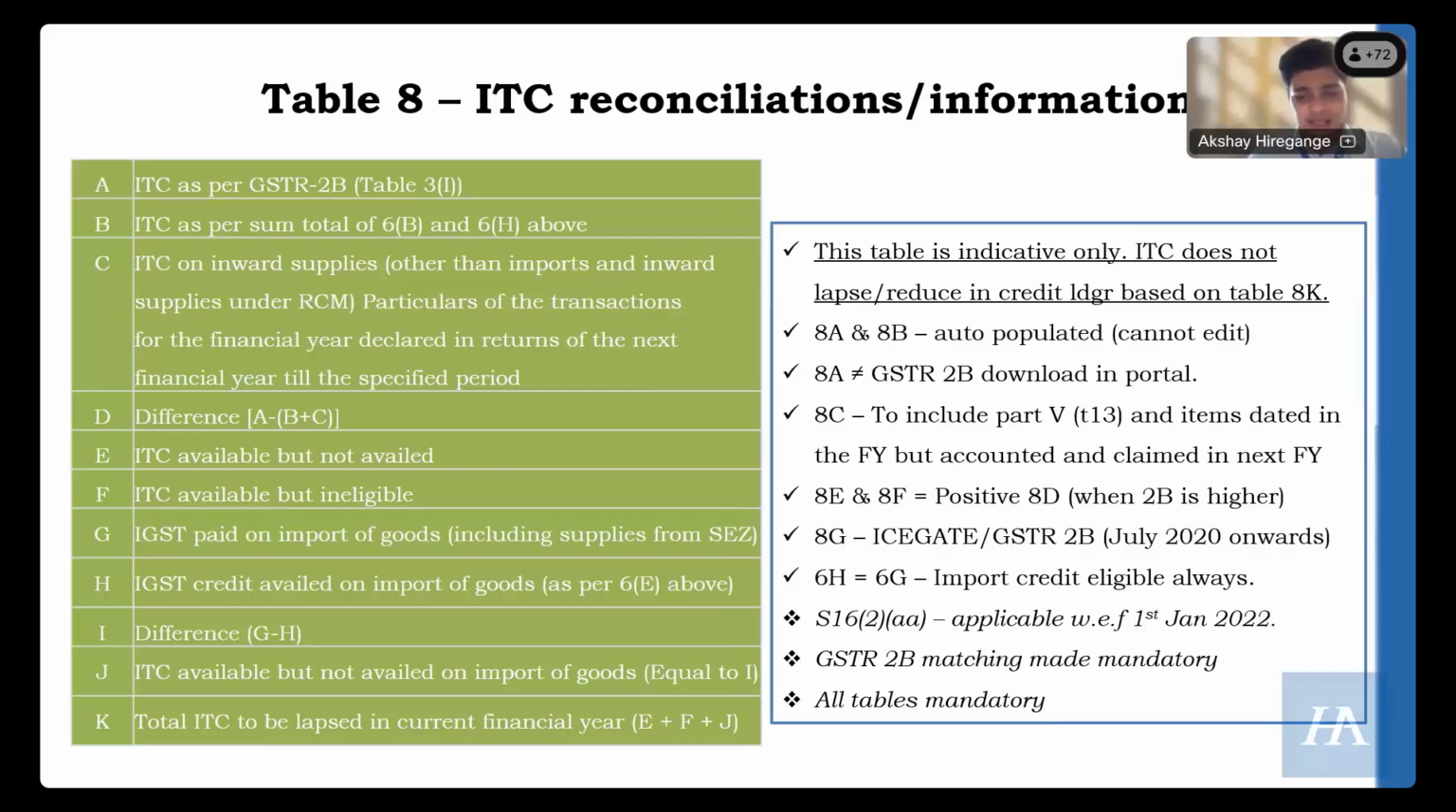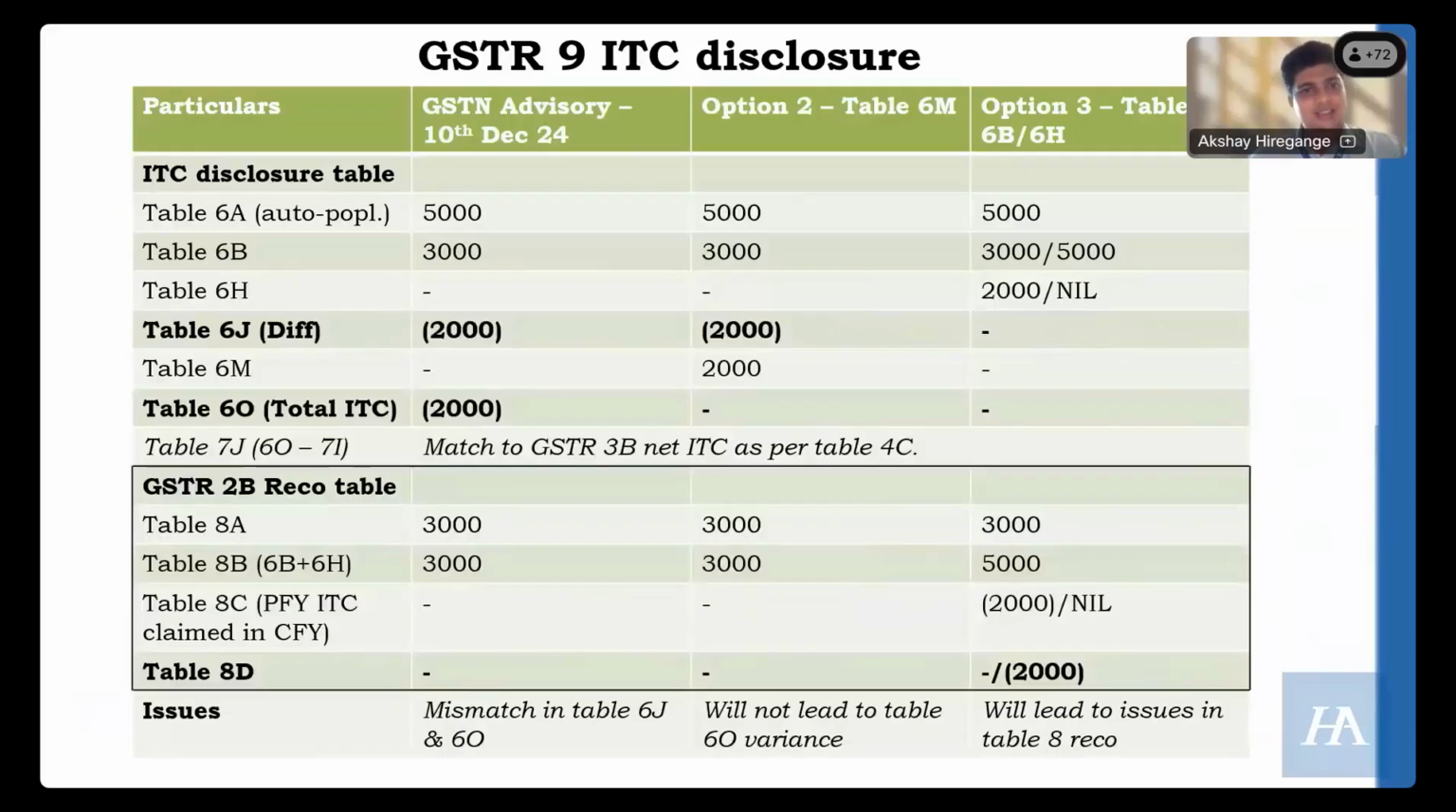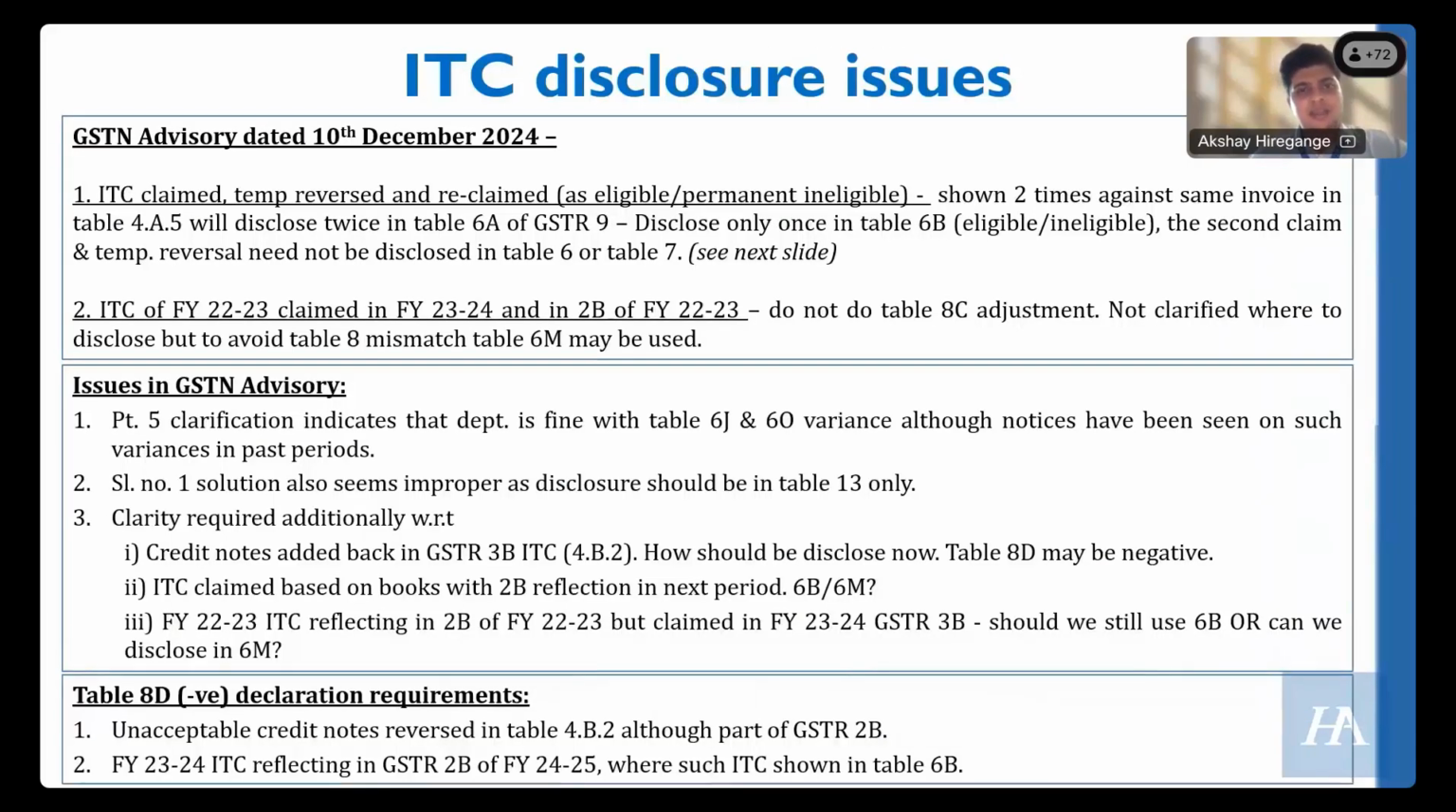Where 8D is negative, that means you are saying that total credit claimed in 6B and in the next year with respect to these transactions, the credit claimed is higher than what is reflected in 2B. This is directly against the provision of law where it says that credit should be claimed only after matching with 2B. So department could use that as an indicator, as the basis for asking for more information and then converting it into a demand.